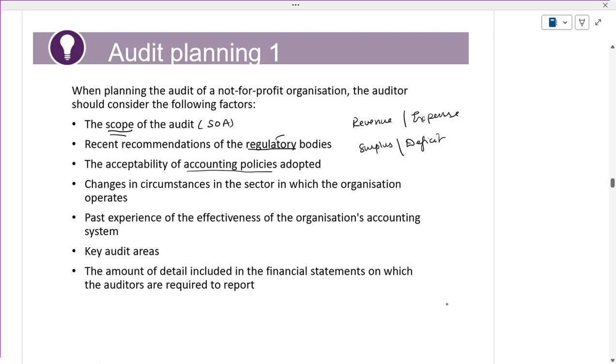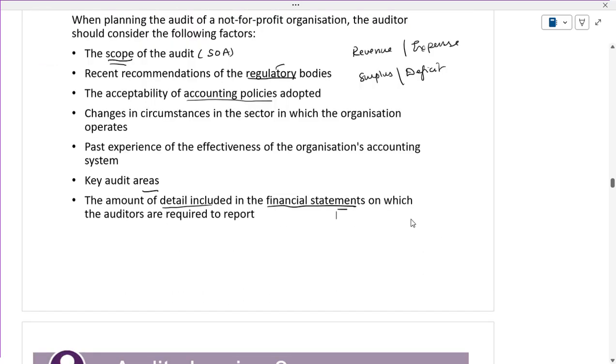Changes in circumstances in the sector in which the organization operates. Which sector are you talking about? If you take the best of the best organizations, they have the trust. They will work for the welfare of the people. Past experience of effectiveness, how it has been, what the past activities were, any key audit areas, and the amount of detail to include in the financial statements.